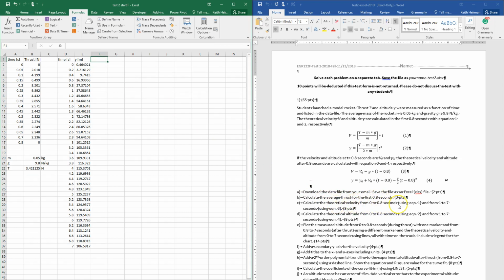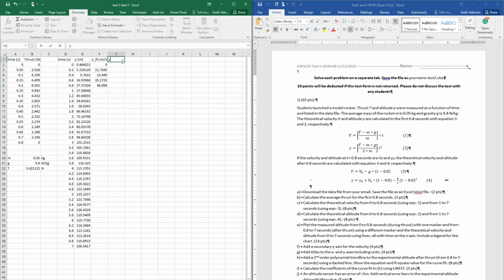The theoretical velocity is 0 to 0.8. So this is v theoretical, and say meters per second. And so it's equal to parentheses t minus m times g divided by m times tt. So that's the theoretical velocity from 0 to 0.8.